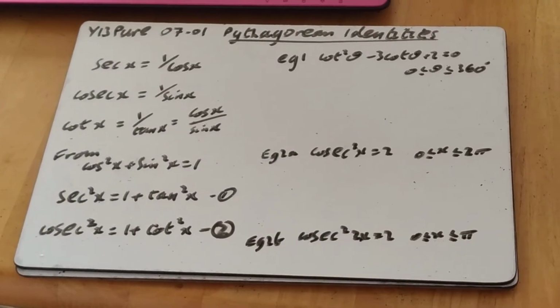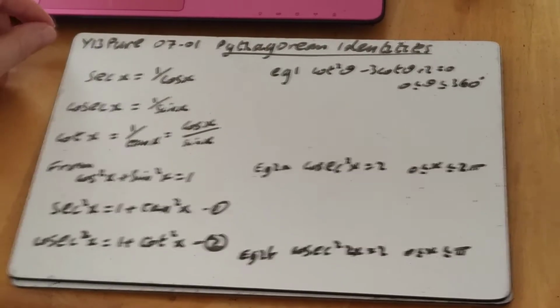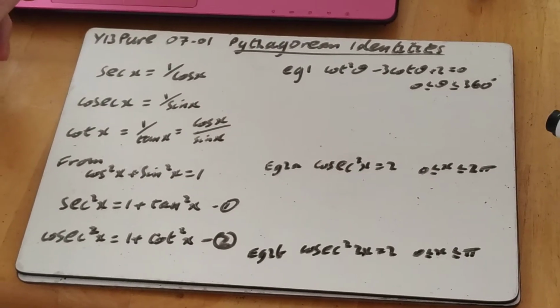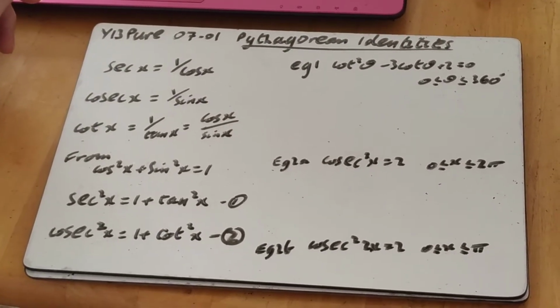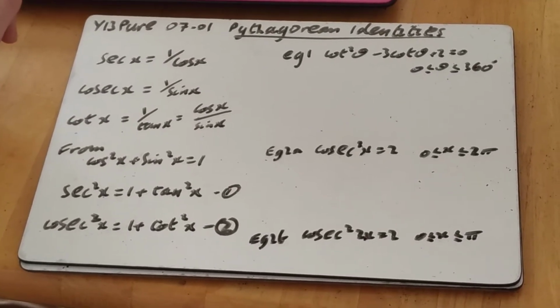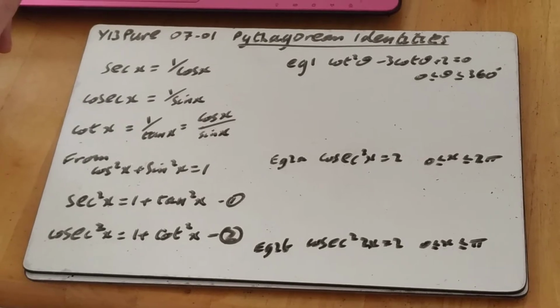Okay, today we're going to be looking at some more Year 13 pure trig work, what I call Pythagorean identities. You've seen one of them in Year 12, and we'll mention that in a moment. But let's look at a couple of definitions first of some new functions we're going to be looking at today.